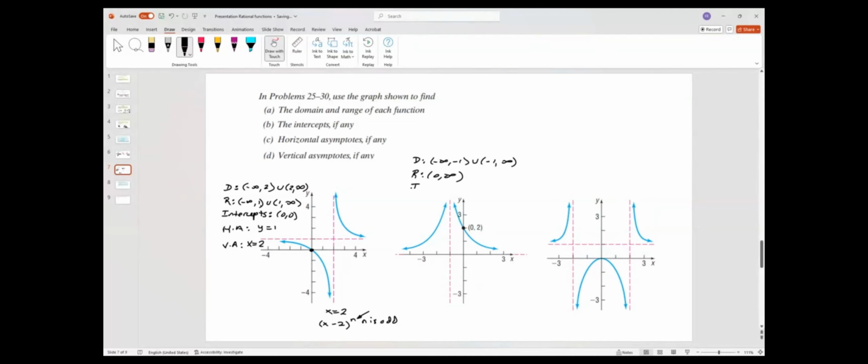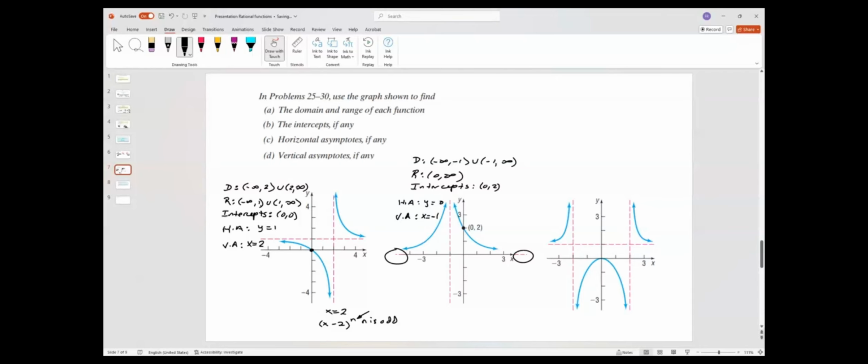Intercepts. We have one y-intercept at (0, 2). Horizontal asymptotes. Yes, y equals 0, or the x-axis. You see how they extend the x-axis with dashed lines. Vertical asymptote, yes, is the line x equals -1. That is a vertical asymptote.